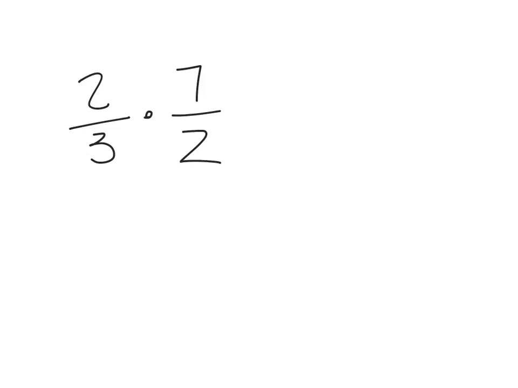Okay, I can multiply the tops, multiply the bottoms, and reduce, or I can go ahead from the beginning and cancel out my 2's. And either way, I'm going to end up with 7 over 3.